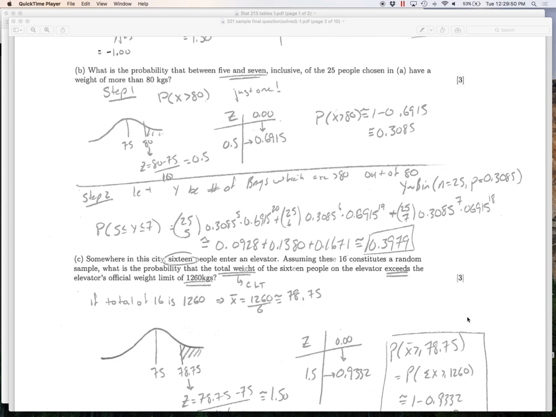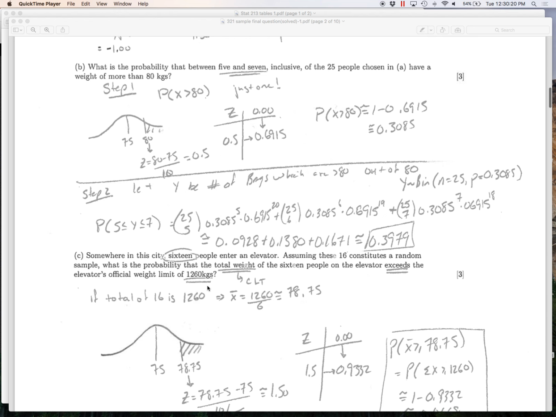Okay, C says somewhere in the city 16 people enter an elevator. Assume these 16 can constitute a random sample. What is the probability that the total weight? So here, again, total weight, or when you're talking about the mean weight, this is the collection of data that you can use a central limit theorem for. The total weight of 16 people exceeds the elevator's weight, which is 1,260 kilograms. So here I am going to use the central limit theorem again.